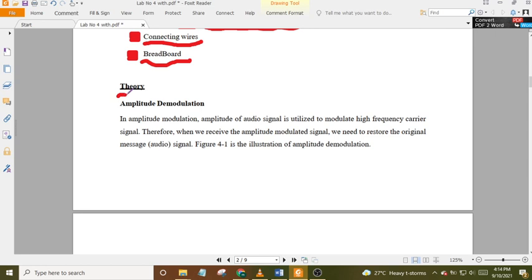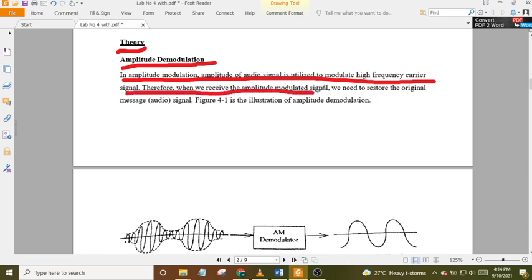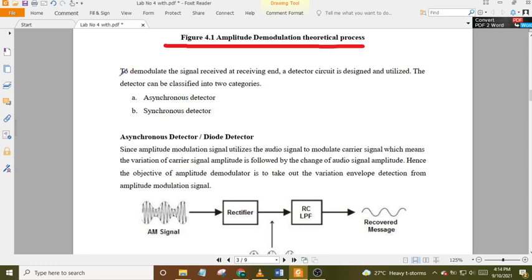Theory. Amplitude demodulation. In amplitude modulation, the amplitude of the audio signal is utilized to modulate a high-frequency carrier signal. Therefore, when we receive the amplitude-modulated signal, we need to restore the original message audio signal. Figure 4.1 is the illustration of the amplitude demodulation theoretical process. To demodulate the signal received at the receiving end, a detector circuit is designed and utilized.